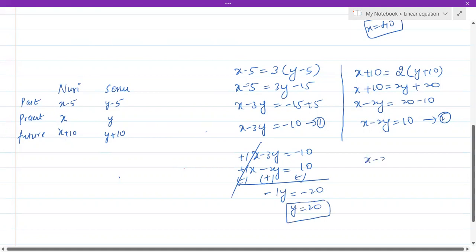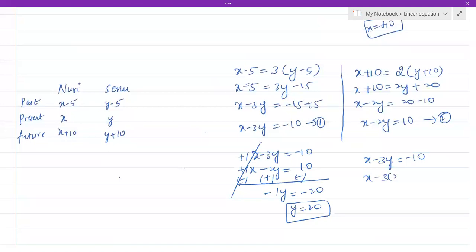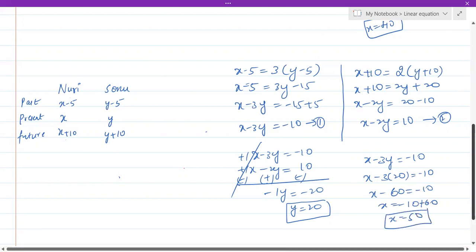So take the first equation, x minus 3y is equal to minus 10. x minus 3 times y, which is 20, equals minus 10. So x minus 60 is equal to minus 10. Transpose 60 to the other side. Minus 10 plus 60 will become 50. So Nuri's age is 50.